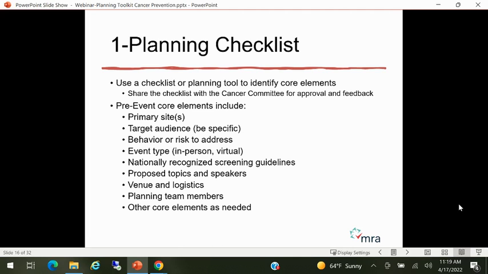Your pre-event core elements need to include the items here. This is what the cancer committee should be approving prior to the event: the primary site, target audience, behavior risk, the event type, guidelines, proposed topics and speakers, venue logistics, who the planning team is, and other items as necessary. These elements you should have at the time of cancer committee approval, although you may still need to finalize some as you move along.